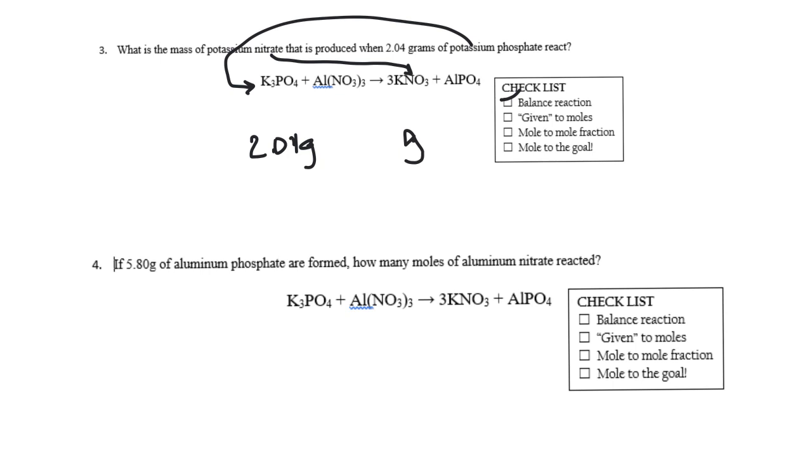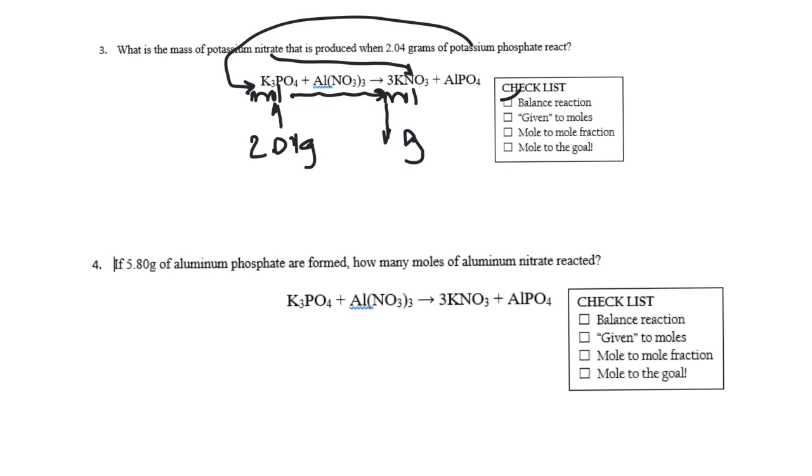I cannot go side to side when I'm in the valley. So what do I need to do? I need to convert, and I need to get to moles of potassium phosphate. Then I can convert to get to moles of potassium nitrate. And then I can convert and get to grams of potassium nitrate. And those are my 3 conversions. 1, conversion ladder. 2, coefficient bridge. 3, conversion ladder.